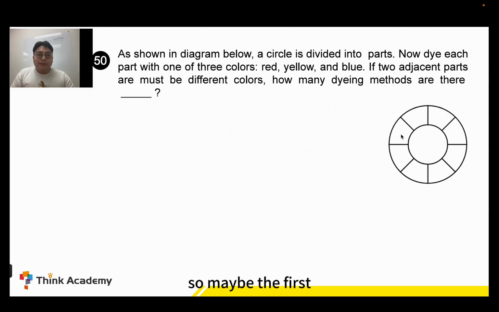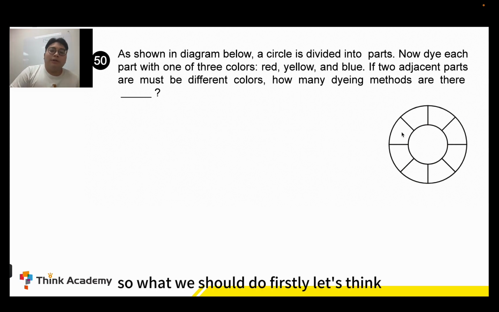Maybe the first time you see this kind of question, you may think, okay, this one is 3, 2, 2, 2, 2, 2, 2, right? But it's not correct, because you cannot make sure the first color is the same or not as the last color. So what should we do?